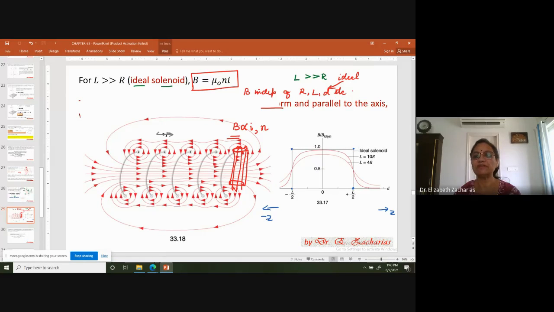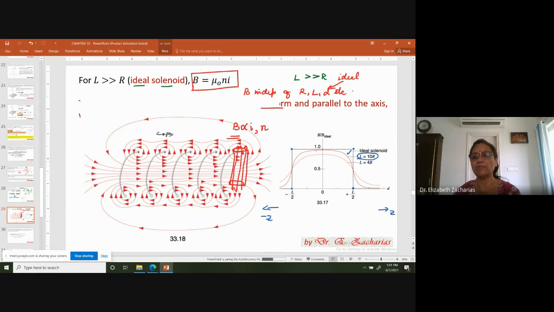So that magnetic field divided by an ideal magnetic field, if you just do division, you will get 1, and this 1 will be the magnetic field everywhere inside. Whereas look at the next picture, this one. Here you see that if L is going to be 10 times R, it is not ideal, it is close to ideal.